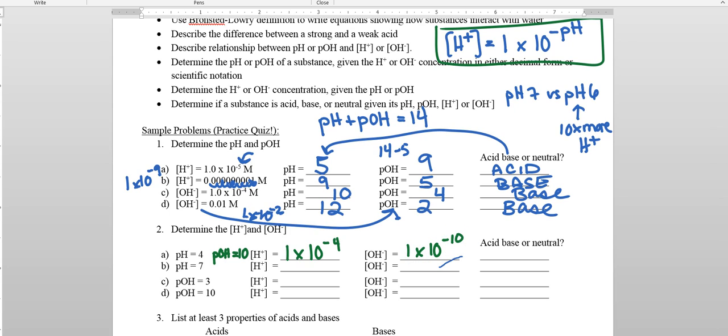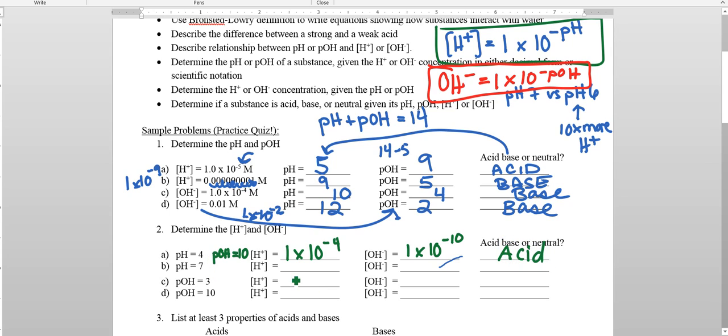So I should write out this relationship as well. So just like the H is 1 times 10 to the negative pH, the OH minus concentration is 1 times 10 to the minus pOH. And these are both logarithmic scales because the pH and the pOH represent the exponent here. Okay, so when you're trying to figure out if something is an acid, base, or neutral, you're just going to look at the pH. Here the pH is less than 7, so it's an acid.